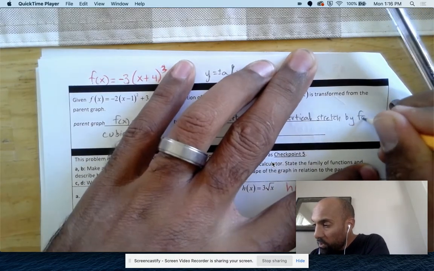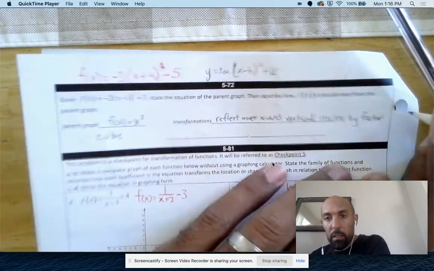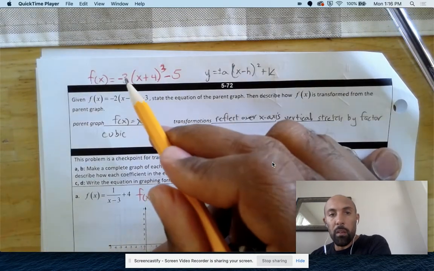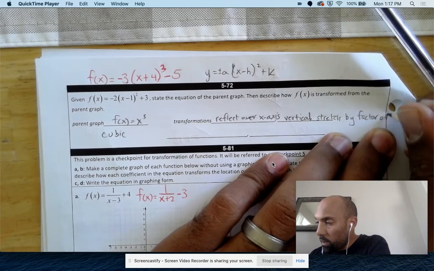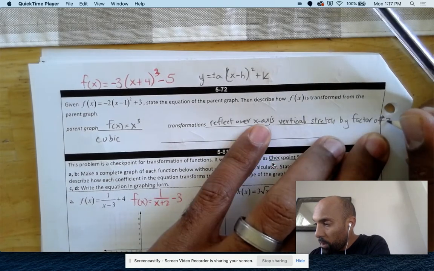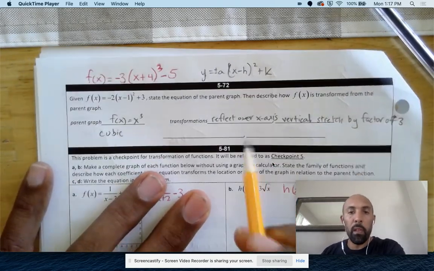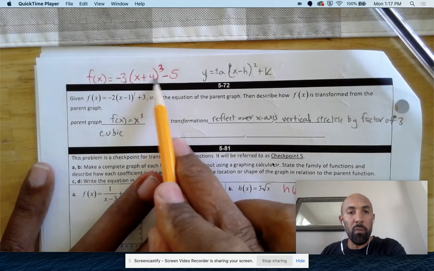by factor. A lot of times you'll hear the word factor of, and that's your number that it's looking for if it's asking you what the factor is. By factor of, geez, I'm running out of room here. Factor of 3, okay? And then the next part, plus 4.